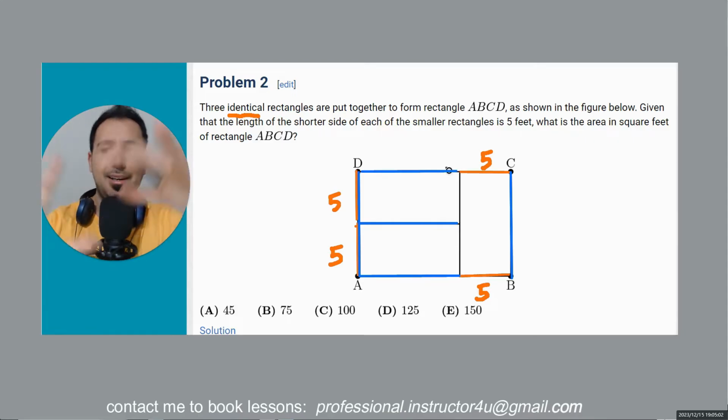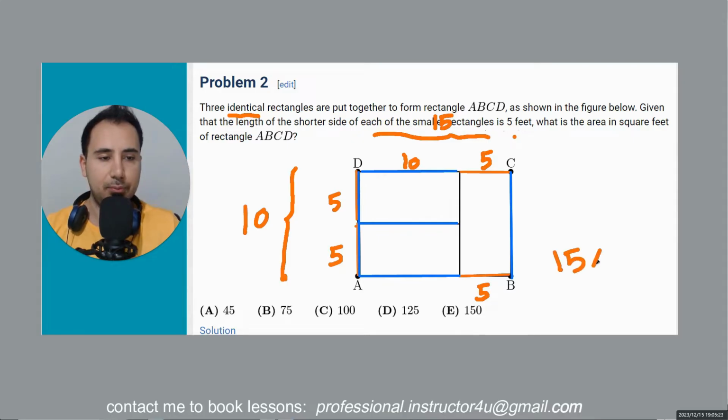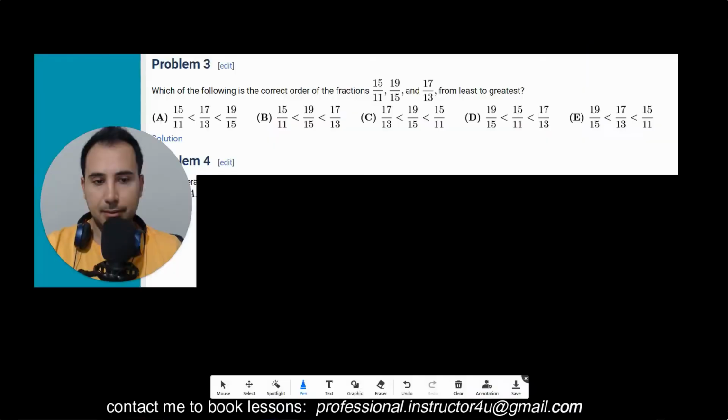So we want the big rectangle's area. This side is 10. This side is, remember the blue one was also 10, right? 10 plus 5, 15. So what is the area? 10 times 15 is equal to, let me write it down so that my explanation is complete. It's going to be 150. So E is the right choice.